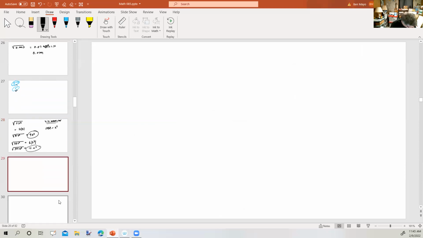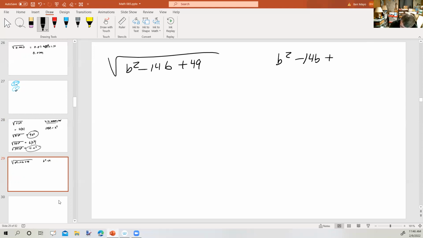Okay, how about this one? The square root of b squared minus 14b plus 49. And again, assume all variables are unrestricted. Well, we can't break up a sum or a difference inside of a radical. If there's a product, we can break it apart, and we'll look at that more later. But I have to deal with this whole thing as a single quantity, but I can do this. I can factor this into that because it's a perfect square trinomial.